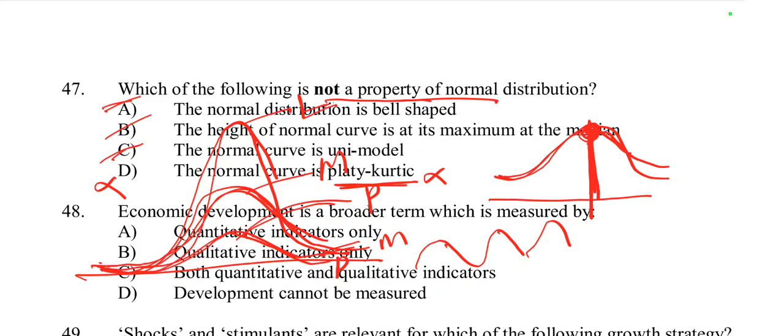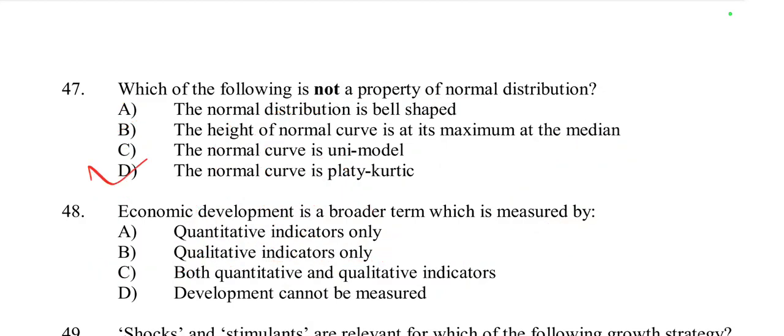So here, not a property of normal distribution. So not a property of normal distribution is option number D: the normal curve is platykurtic. Actually, the normal curve is mesokurtic.